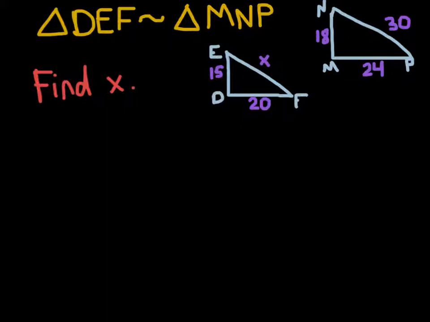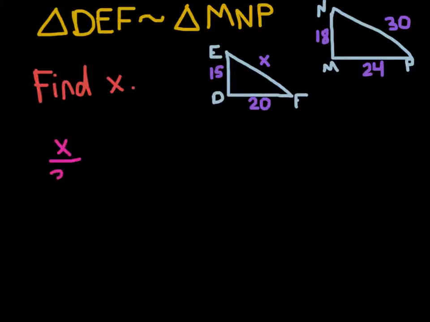So it doesn't matter what pair of sides you use. I do need to use X, of course, in my proportion, and that corresponds, well, that's EF, that corresponds to NP, which is this one. So X to 30 is how I'm going to start my proportion.